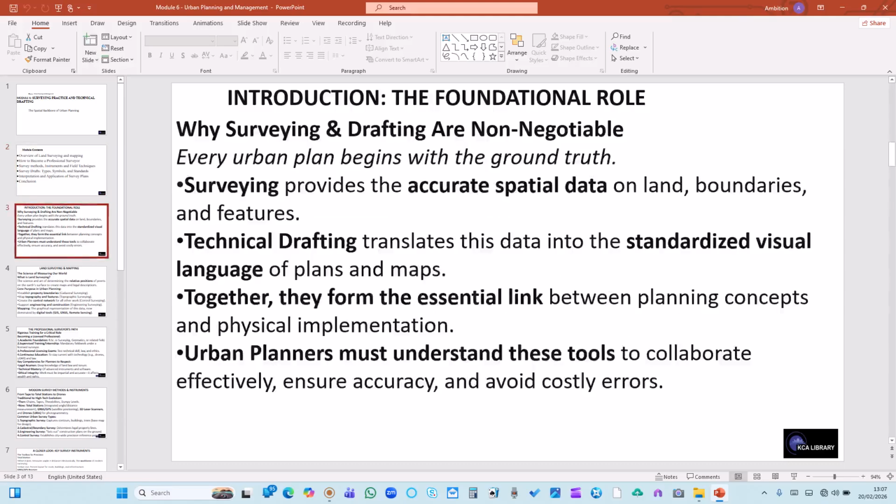Let us begin with the introduction, the foundation role. Why are surveying and drafting non-negotiable? Every urban plan begins with the ground truth. Therefore, surveying provides the accurate spatial data on land, boundaries, and features. Technical drafting translates this data into the standardized visual language of plans and maps. Together, they form the essential link between planning consent and physical implementation. Urban planners must understand these tools to collaborate effectively, ensure accuracy, and avoid costly errors.